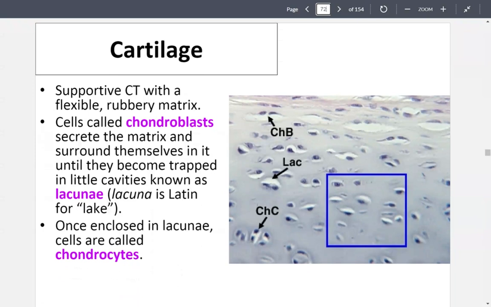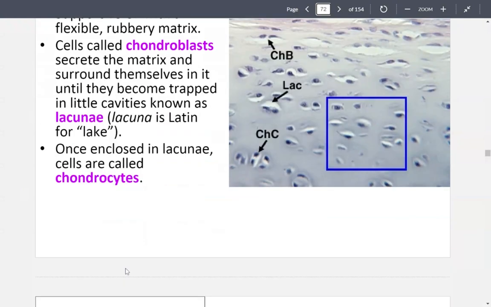The cells involved with cartilage are called chondroblasts. Chondroblasts are going to be the cartilage cells that secrete the matrix and surround themselves in it until they become trapped. The little cavities they create are called lacunae. It's Latin for lake. Once they are enclosed in their individual lacunae, they are now called chondrocytes. So chondroblasts are actively secreting collagen, chondrocytes are maintaining it.